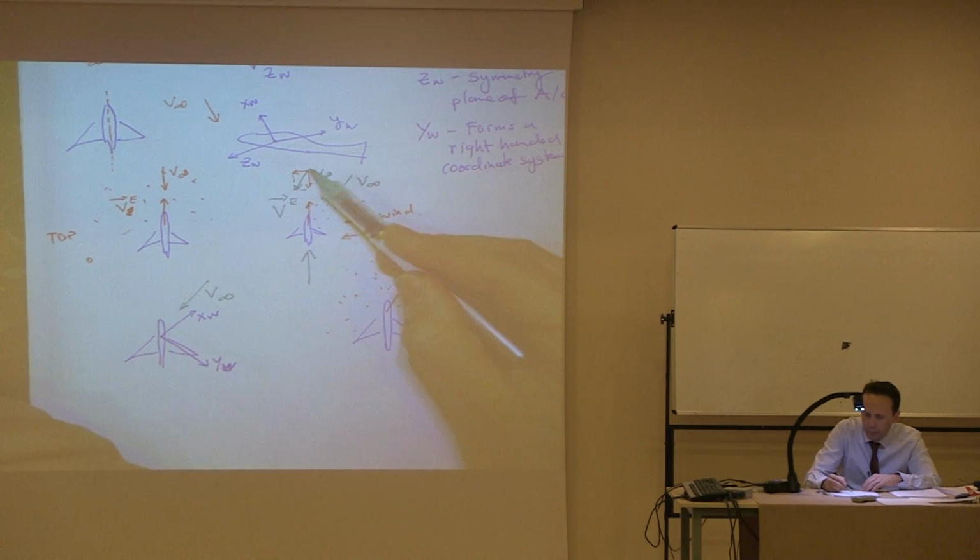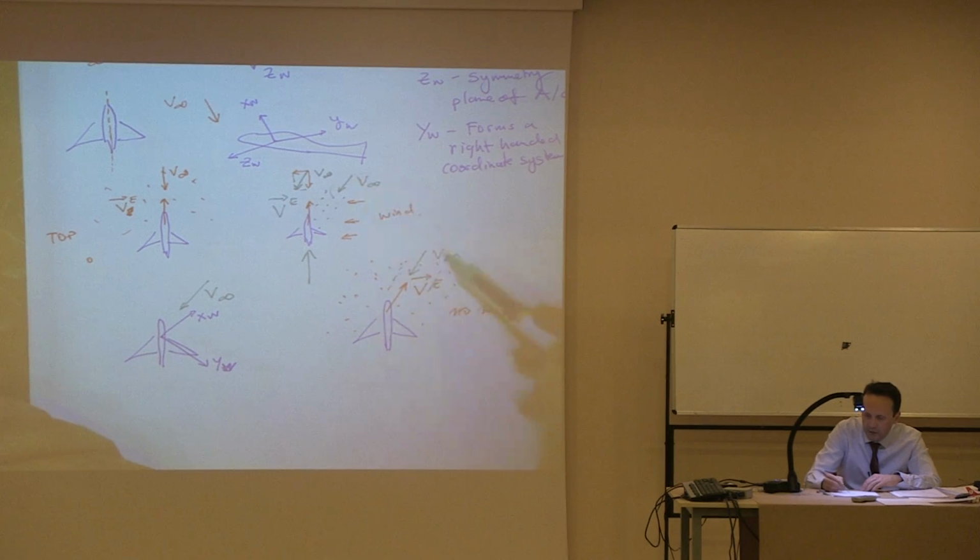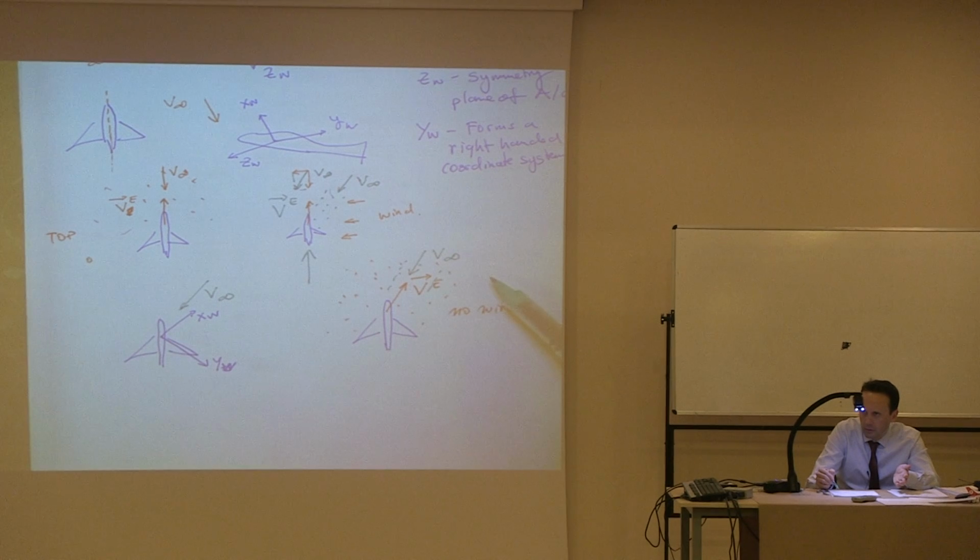In this case, I'm moving forward, but there's a side wind, it's still the same V infinity. So aerodynamically, it's the same picture. Except in one, I'm moving sideways. In this one, I'm moving forward, but there's a side wind. Aerodynamically, it's the same. And in both cases, XW would point in the same direction.